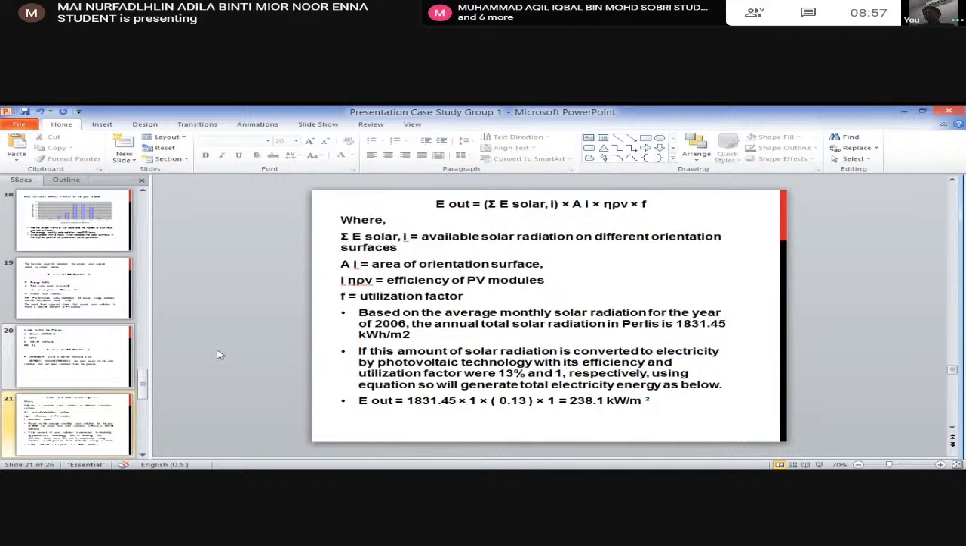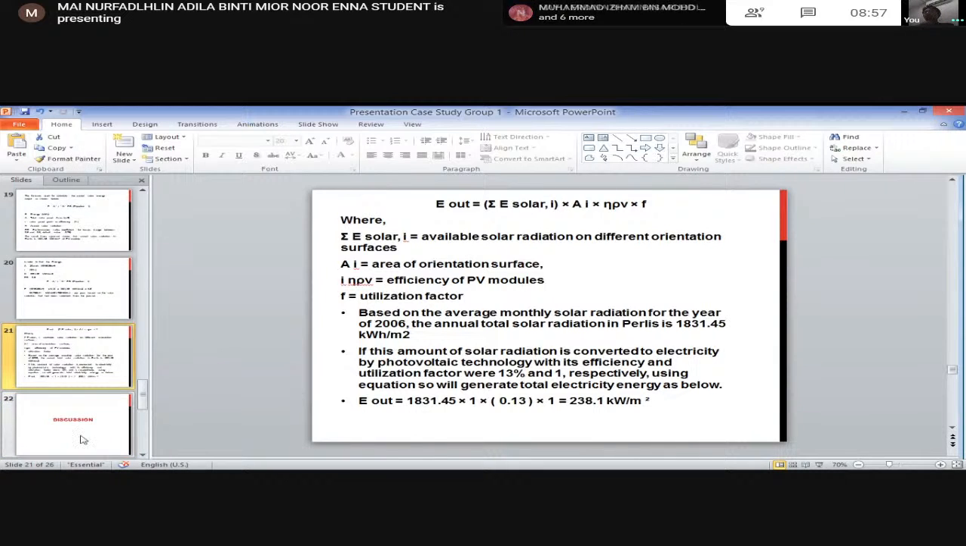For the energy out, the available solar radiation is multiplied by the area of the original surface and the efficiency of the module, and lastly multiplied by the utilization factor. Based on the monthly solar radiation for the year of 2006, the annual solar radiation is 1,831.45 kilowatt hour per meter square.